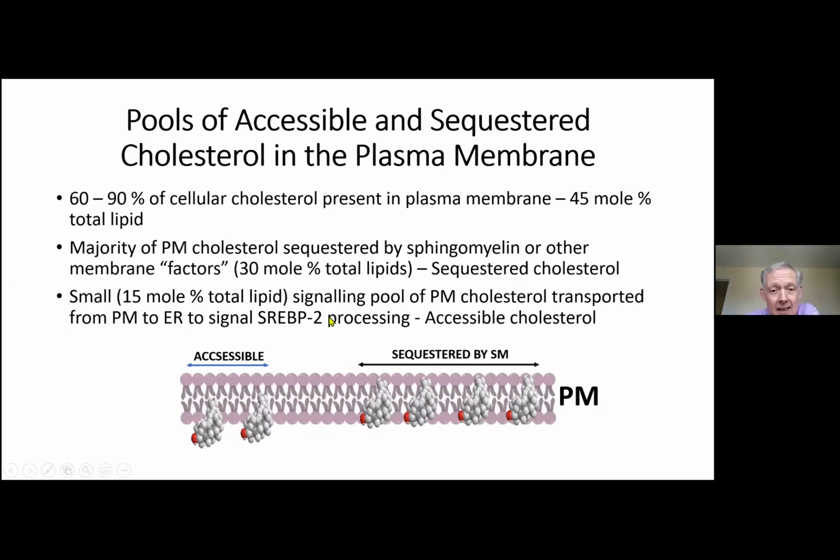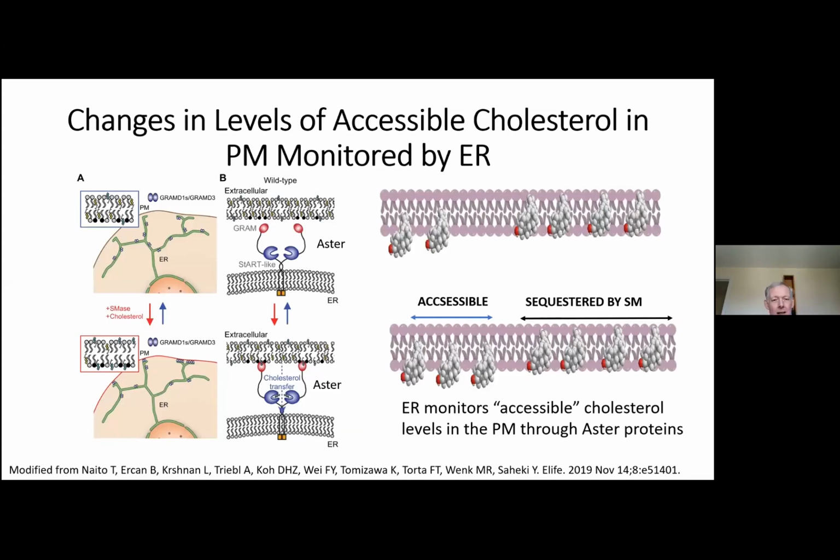Then there's a small signaling pool of plasma membrane cholesterol, which can be transported from the plasma membrane to the ER to signal SREBP processing. This is called accessible cholesterol. So there are at least two pools of cholesterol in the plasma membrane. There's the accessible cholesterol pool, which is a small pool, and this is the regulatory pool, while there's a much larger pool, which is essentially the imprisoned pool, imprisoned by sphingomyelin and other membrane factors.